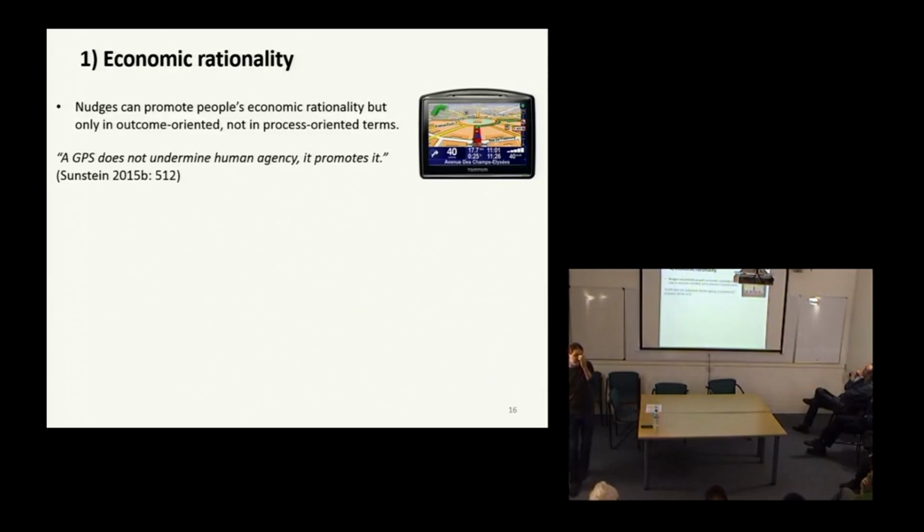So think of what a GPS does. This is a nudge that promotes economic rationality in the outcome-oriented sense. It doesn't turn you into an econ. It doesn't give you the computational power of the GPS itself, but it steers you predictably in the direction that you would go if you had unlimited brain power, if you had all the information about traffic jams, streets, and so on.